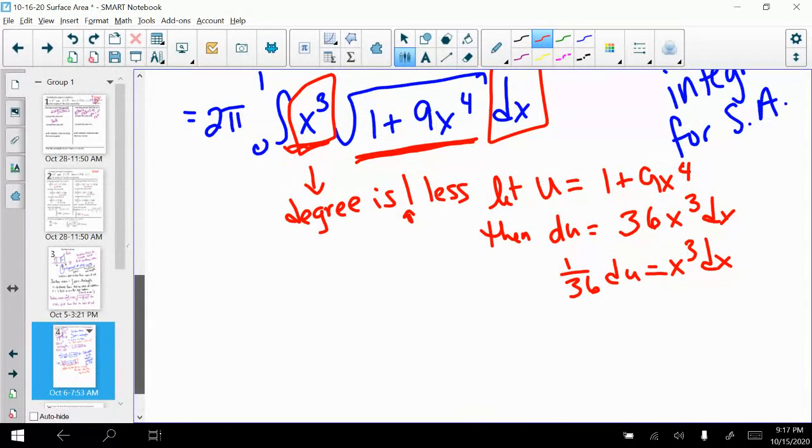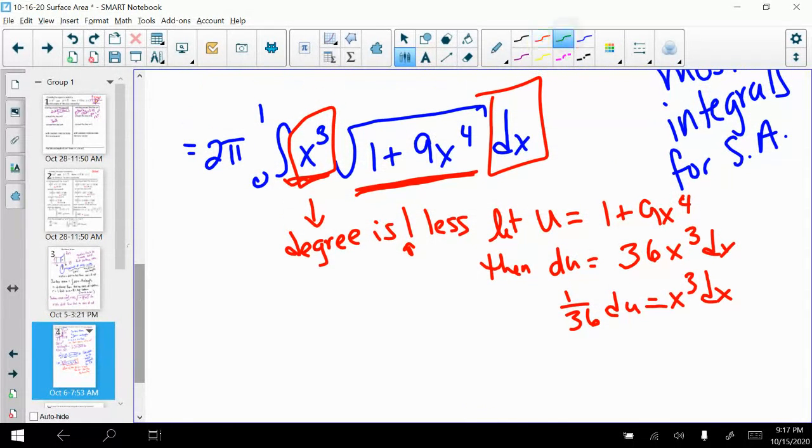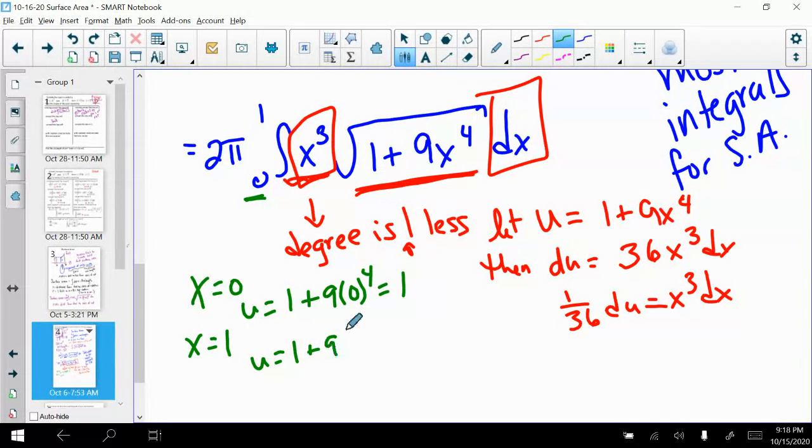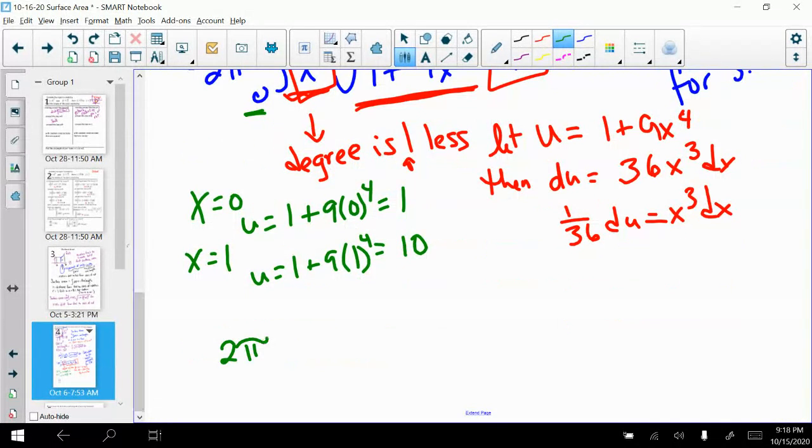And we can't forget to fix our limits of integration, although it's not too bad here. When x equals 0, u is 1 plus 9 times 0 to the 4th, which will be 1. When x equals 1, u is 1 plus 9 times 1 to the 4th, which is 9 plus 1, which is 10. So we have 2 pi integral from now 1 to 10 of du over 36 times the square root of u, right?